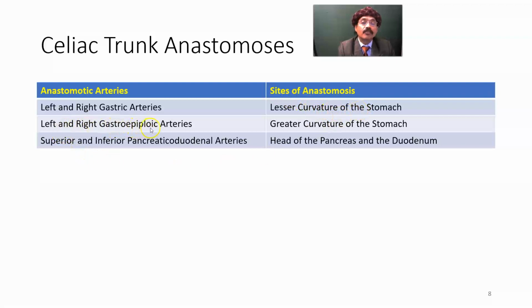Left and right gastroepiploic arteries, also called gastromental arteries. The left gastroepiploic artery is a branch of the splenic artery. The right gastroepiploic artery is a branch of the gastroduodenal artery. The gastroduodenal artery is a branch of the common hepatic artery. Okay, so these two gastroepiploic arteries anastomose along the greater curvature of the stomach.